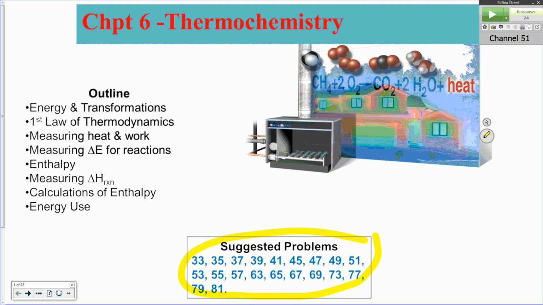All right, the outline for chapter 6 is we're going to talk about energy and some transformations that occur that we can utilize in chemistry. First law of thermodynamics, how we measure heat and work, relationships for reactions and how we measure that. We use the term delta E to describe that. Enthalpy and how we measure enthalpy of a reaction. This is one of the experiments that we'll do in the lab before the semester's over. And then some calculations using enthalpy. And then we want to try to tie all this into how we use energy in our daily lives.